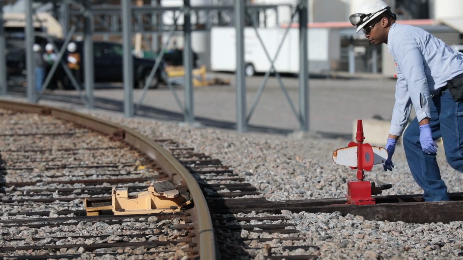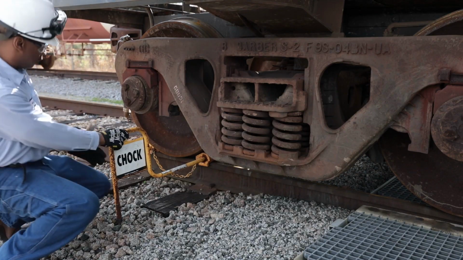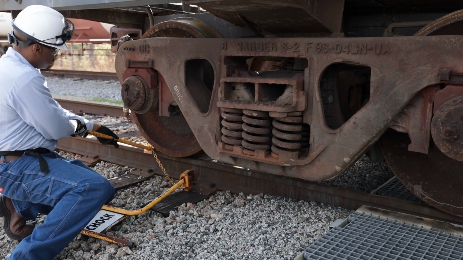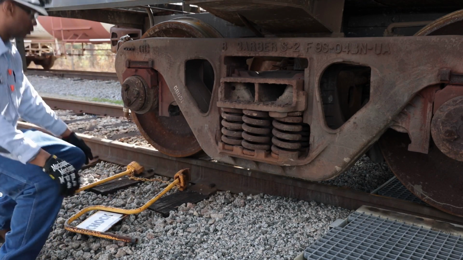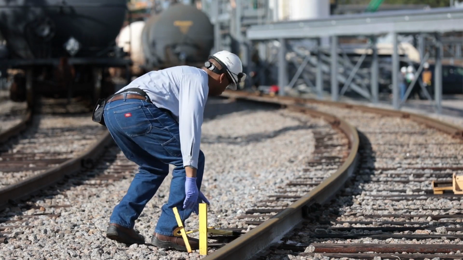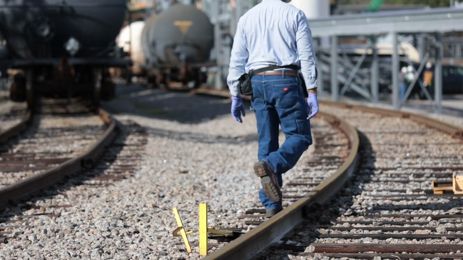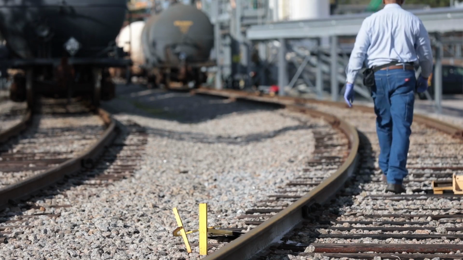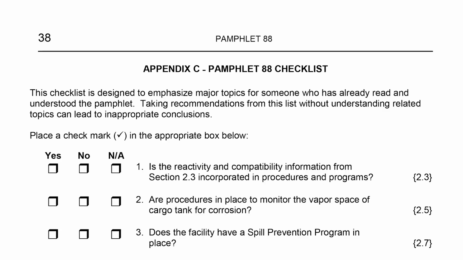Disable the derailleur and remove the wheel chocks. Remove signage and flags and turn off warning lights prior to releasing the tank car. Record the return seal number on the tank car unloading checklist.